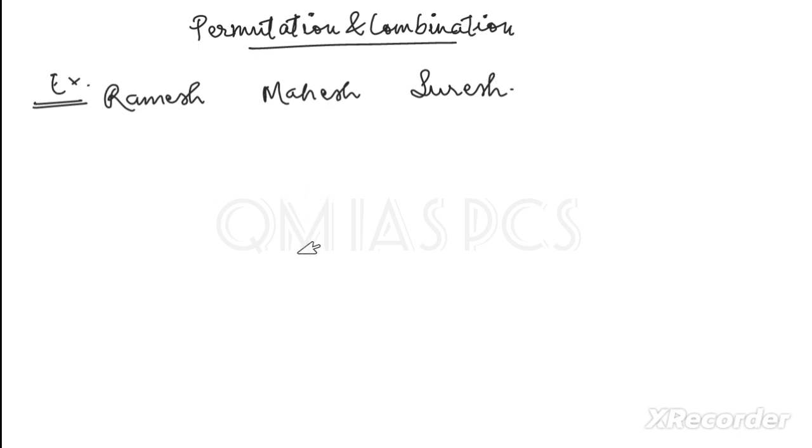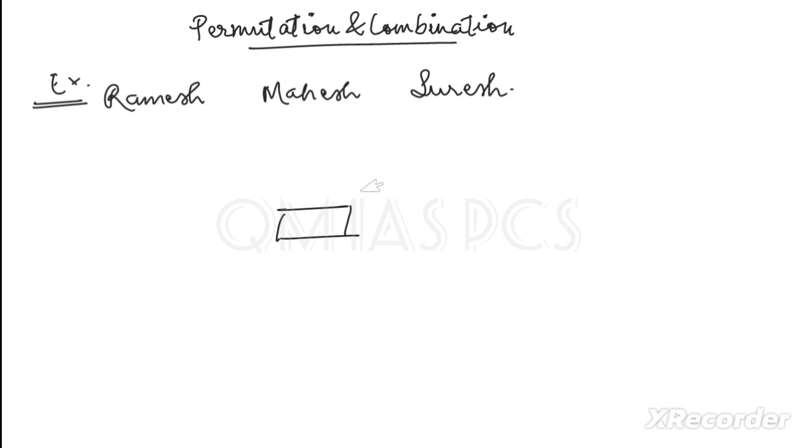So let's begin. In our day-to-day life, we are very often required to know the number of ways in which a particular work can be done. For this, we will have to know all possible ways to do that work. For example, let there be three boys, Ramesh, Mahesh and Suresh, and there is one vacant space or chair.